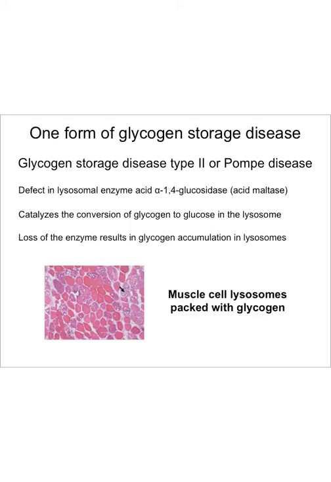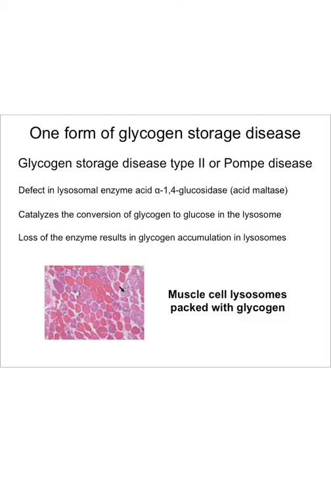So finally, I'm going to talk about one form of glycogen storage diseases. There are quite a few glycogen storage diseases. This one is called type 2, also called Pompe disease. Most glycogen storage diseases have nothing to do with lysosomes at all. Glycogen is a polymerized form of glucose, and it's not normally found in lysosomes. It's found in the cytoplasm of cells, and there are plenty of enzymes within cytoplasm that both build up and break down glycogen.